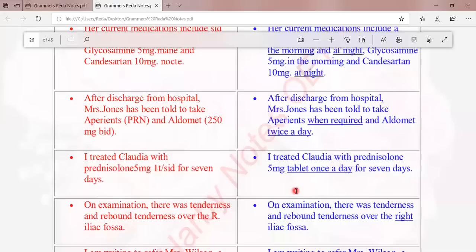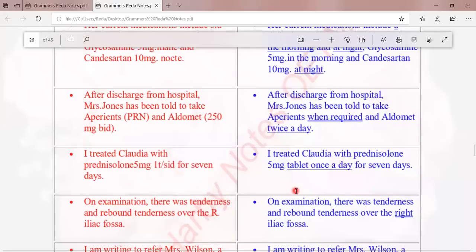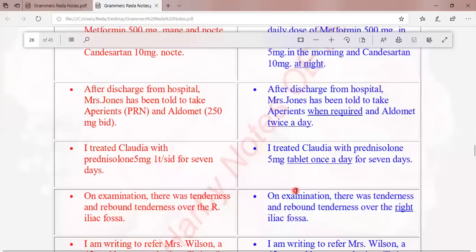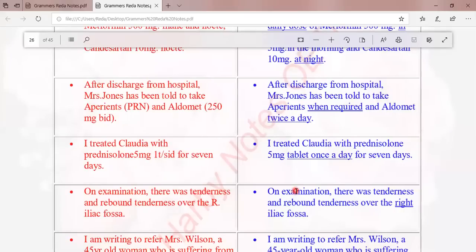I treated Claudia with a prednisolone 5 milligram tablet once a day, but better to say Claudia has been treated or has been taking prednisolone 5 milligram tablet once a day for 7 days, like this. SID once a day for 7 days.